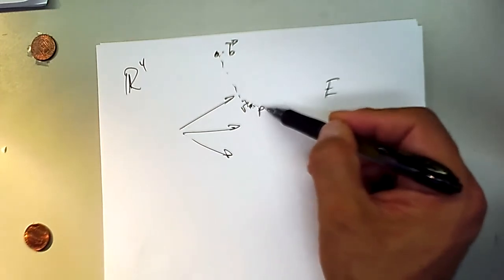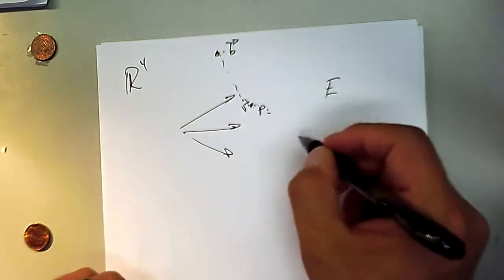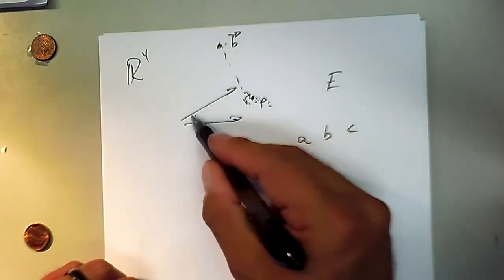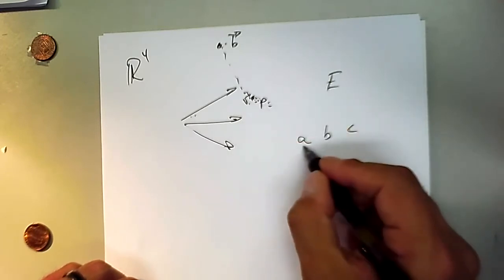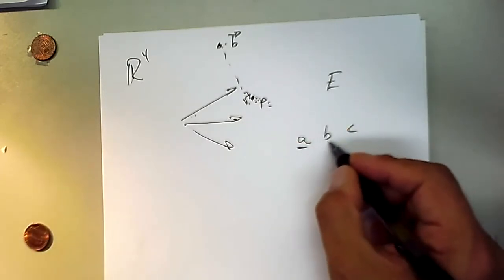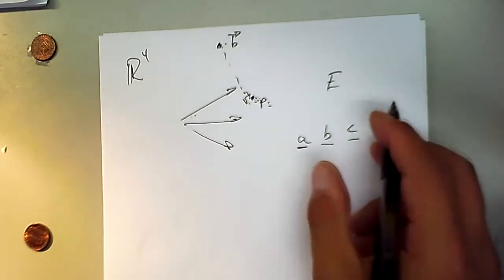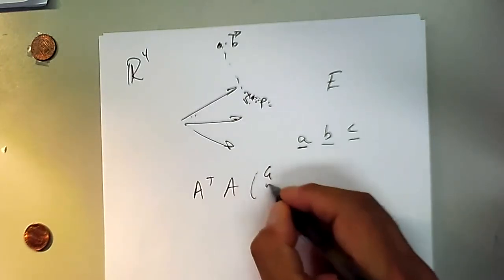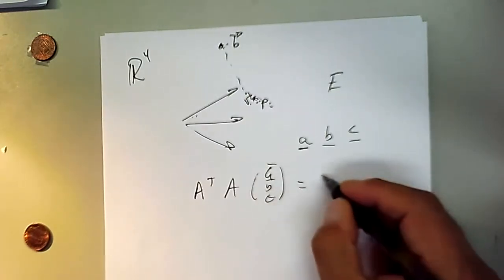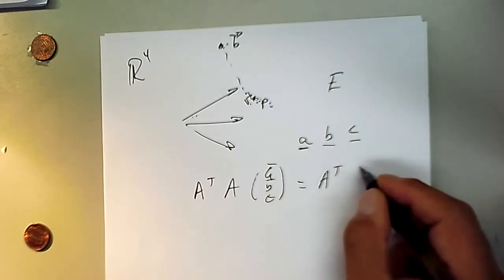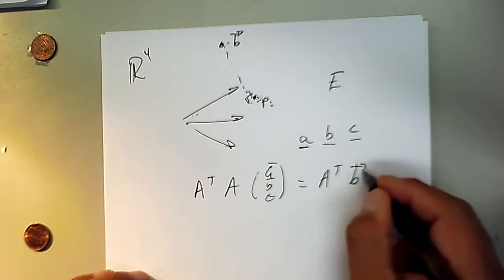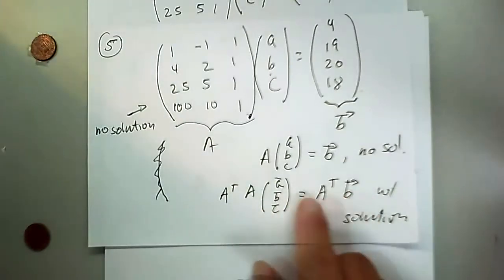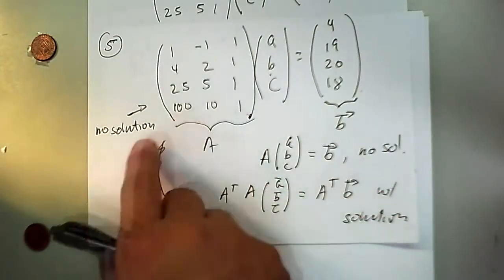But we don't really want P, because after all, we want A, B, C. We don't want the actual vector. We want the combination of those three vectors that gets us there, and those scalars are going to be A, B, and C. That's why the equation we have is A transpose A times (A, B, C) with bars equals A transpose times B. Please solve that equation. I rewrote it here.